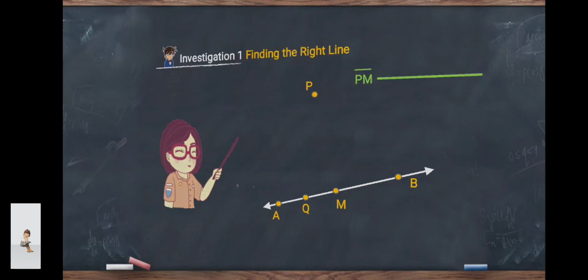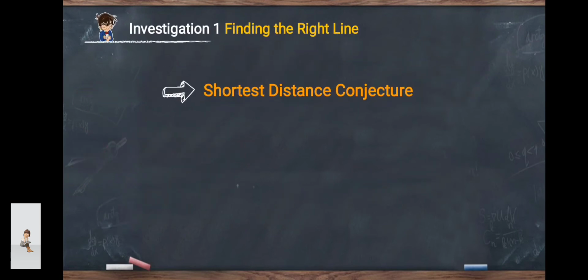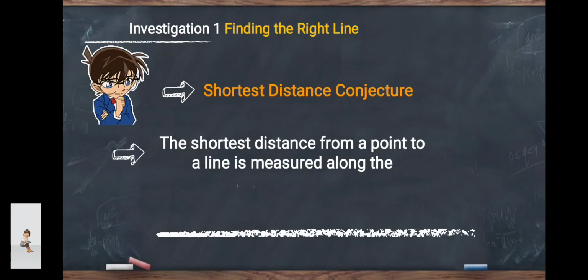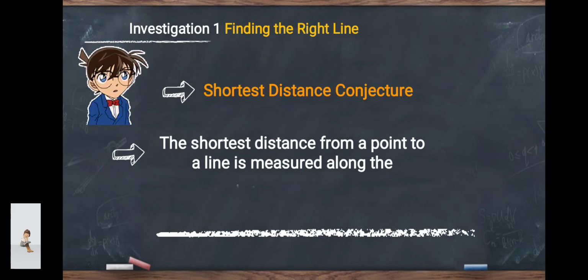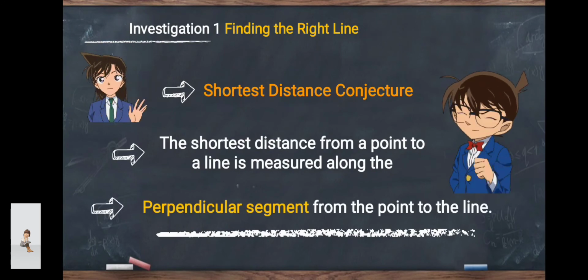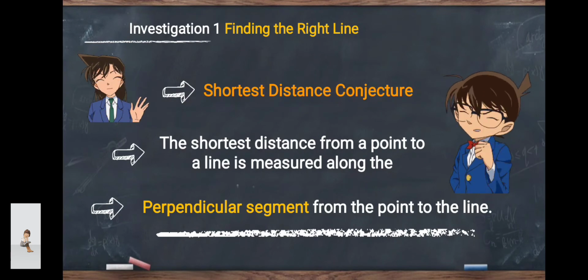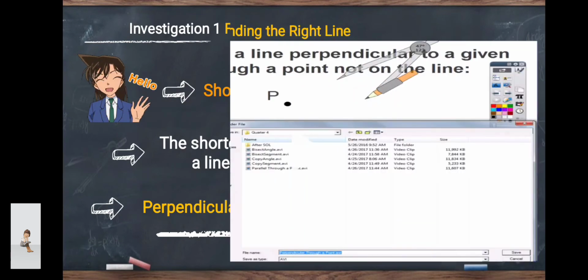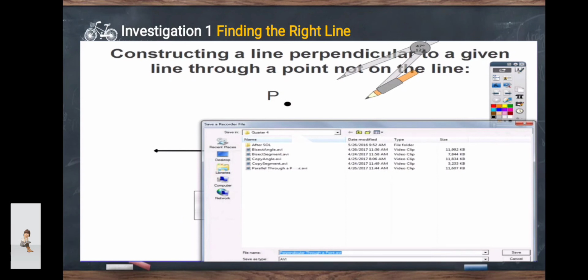You are ready to state your observation by completing the conjecture, shortest distance conjecture. The shortest distance from a point to a line is measured along the perpendicular segment from the point to the line. Here's another method on finding the right line only using a compass and a straight edge. Let's watch the video.